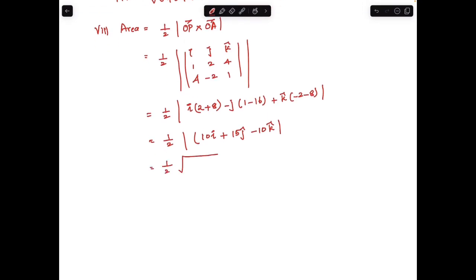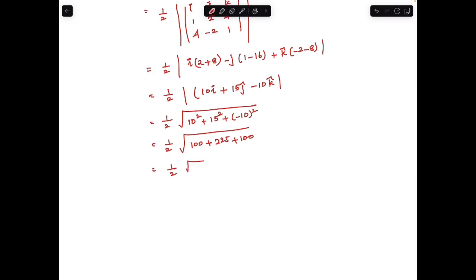Half times square root of 10 square plus 15 square plus minus 10 square, which is equal to root of 100 plus 225 plus 100, that is half times root 425. 425 can be written as 25 times 17. So it is 5 by 2 root 17 square units.